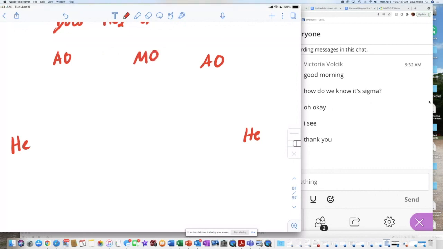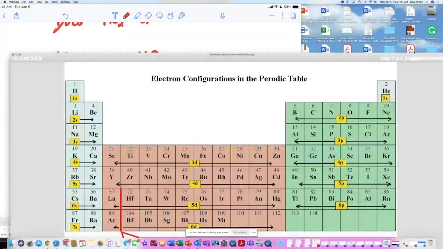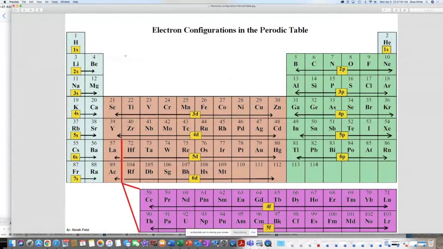So helium is here, right next to hydrogen, right? And so helium is still bonding with the 1s orbital, so we're going to be filling the 1s orbital, but because helium has 2 electrons, both electrons are in the 1s orbital.